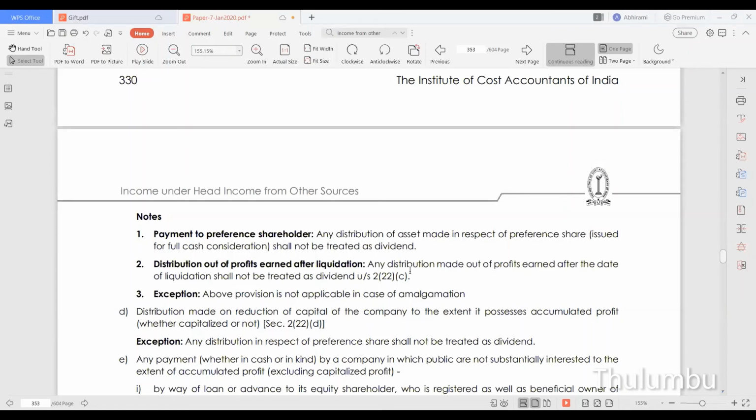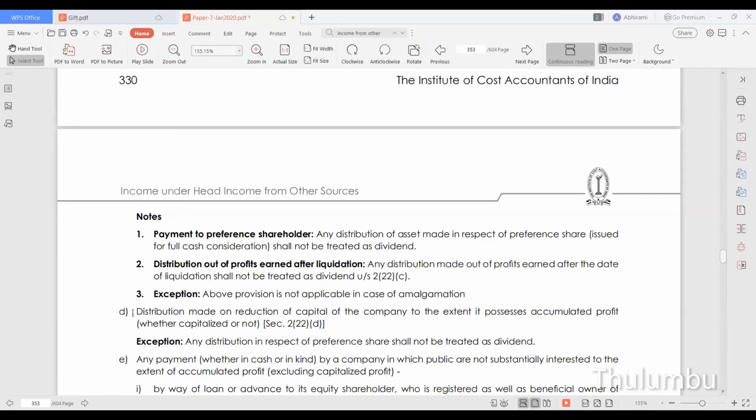That amount shall not be treated as dividend under section 222. Because what does 222 say? At the time of liquidation. This is after liquidation, so it cannot be considered as dividend. And it is not applicable for amalgamation.